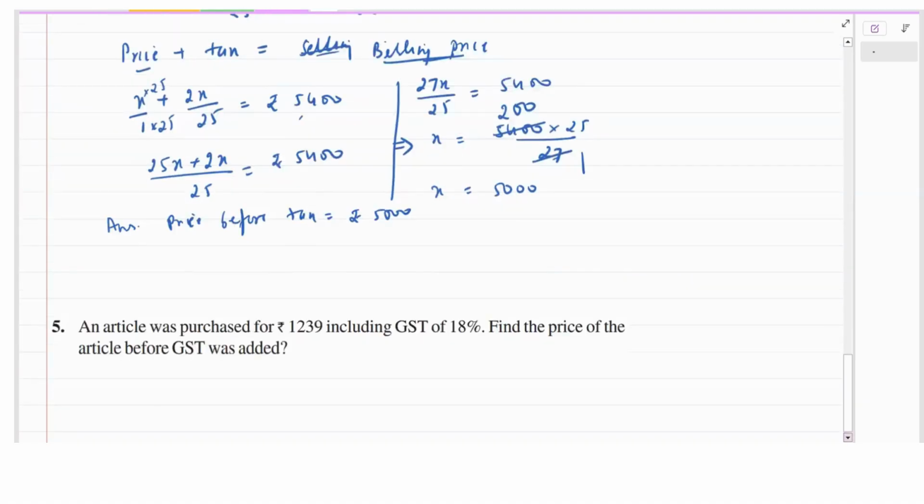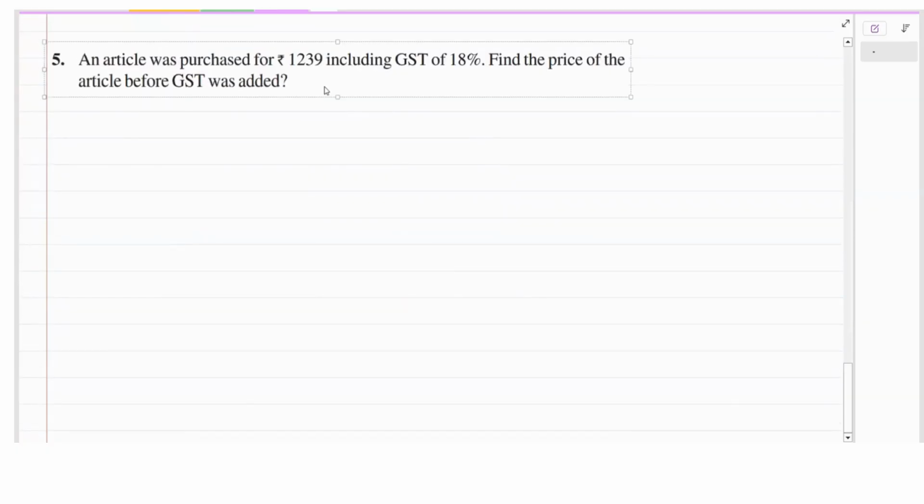Let's move to the next question. That is the last question of the exercise, question number 5. So what is it here? An article was purchased for this much including GST of 18%. So you should not be scared of listening to this fancy name. Either it is VAT, that is value added tax, or it is GST or any other tax. Tax is always added to the selling price. Means whatever the price is, after that you have to calculate tax on the same price and add it. It is a simple concept. And it's asking to find the price of the article before GST was calculated.